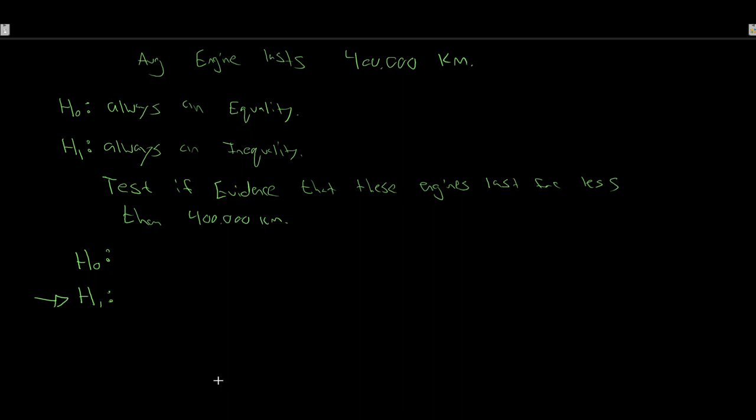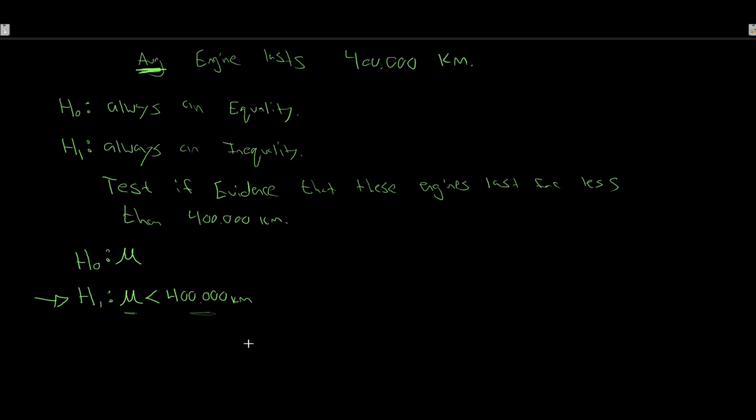And keep in mind, what we're making a statement about is the population parameter. We're talking about averages here, so our population parameter, that's mu. So we're talking about mu in some sense in our null and in our alternative. What we're testing, what our alternative statement is saying, is, hey, is there evidence that this engine lasts for less than 400,000 km? That is, is there evidence to suggest that the true population mean is in fact smaller than 400,000?